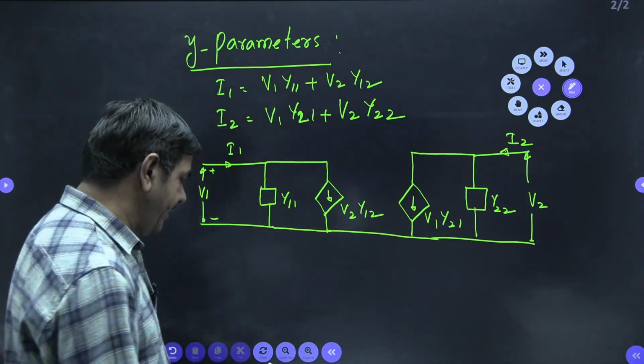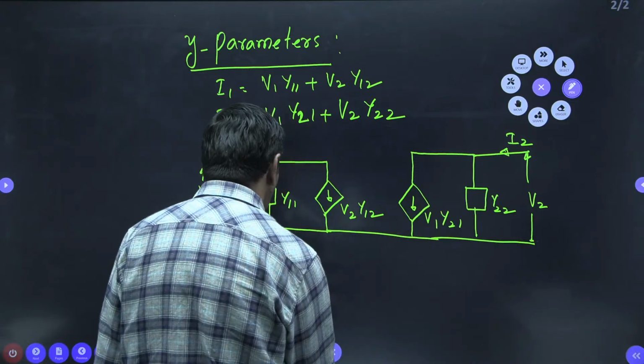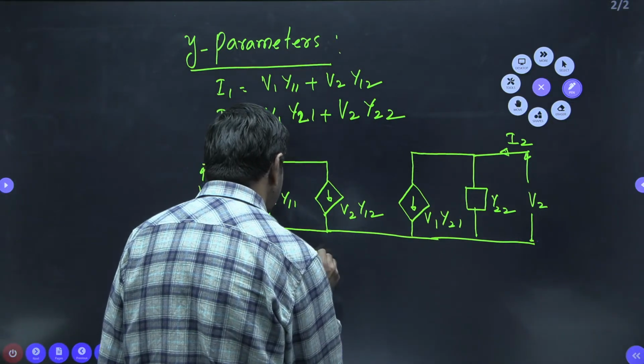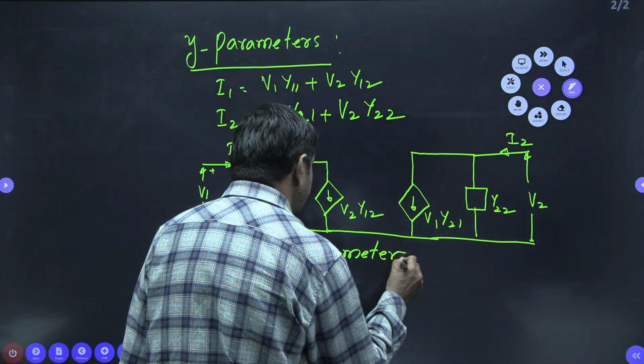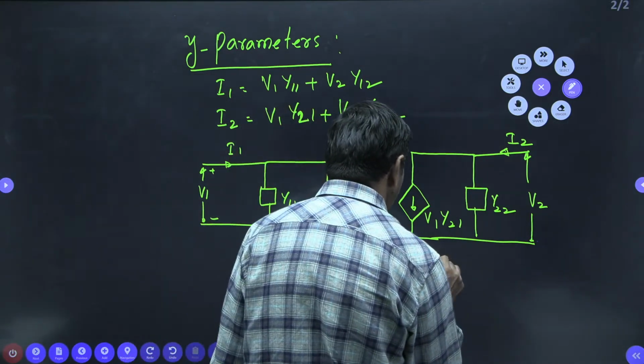In such a way the equivalent circuit will be drawn. This is said to be the Y parameters equivalent circuit.